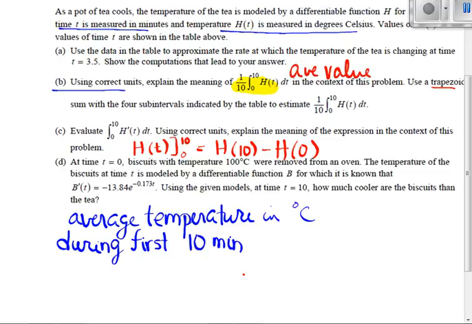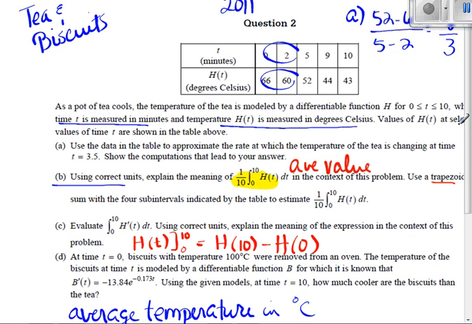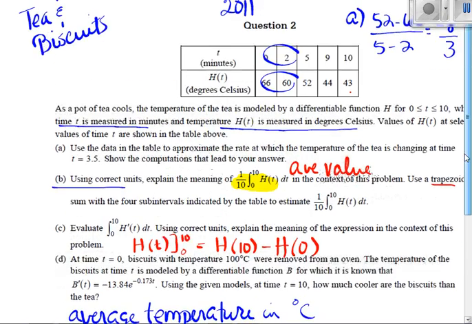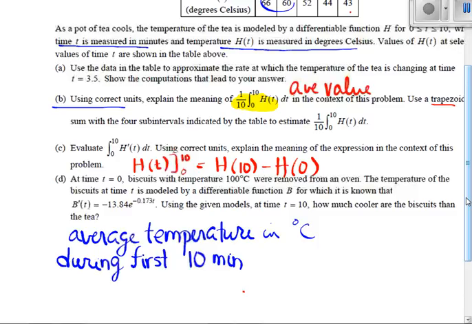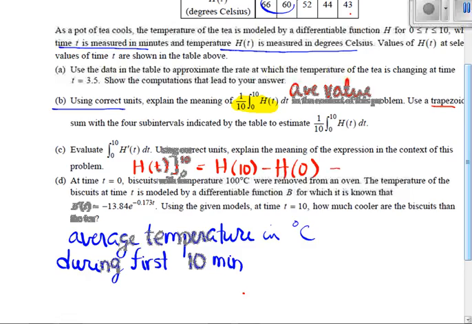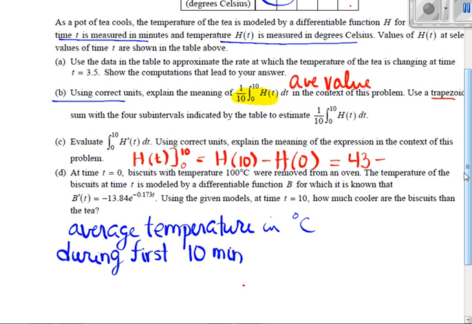Okay, what is h of 10? What does it represent? It's the degrees Celsius when? After what? 10 minutes. What do you have here? What does h represent? It's the temperature of your what? T. So it's 43 degrees after 10 minutes. And what's h of 0? And so if I do the arithmetic, this is negative 23.